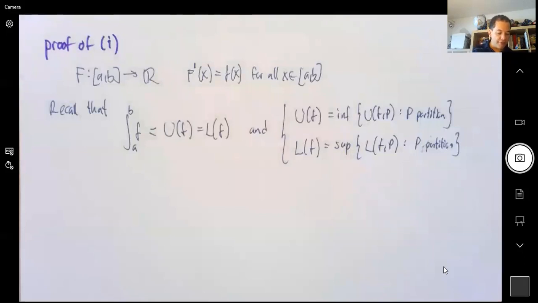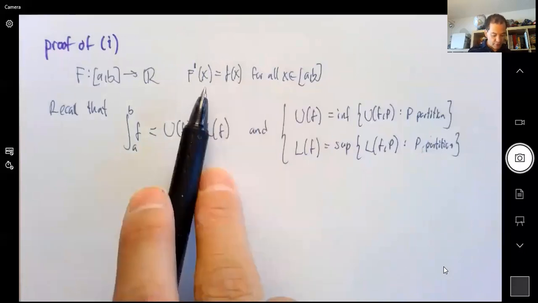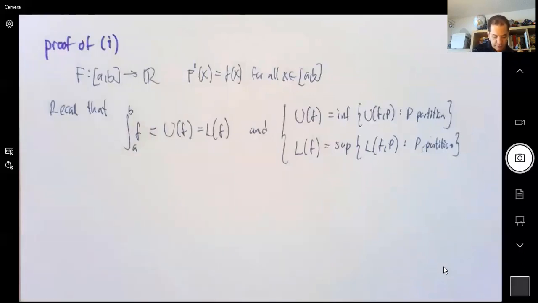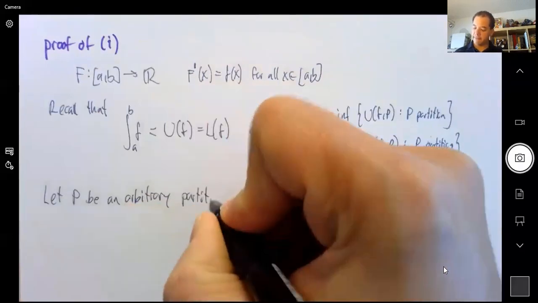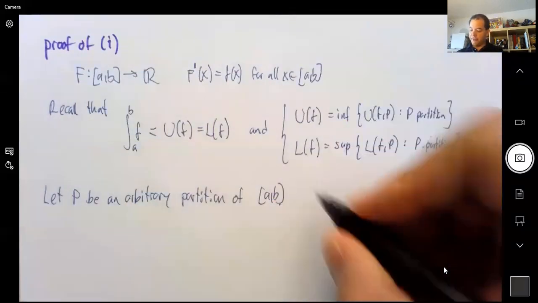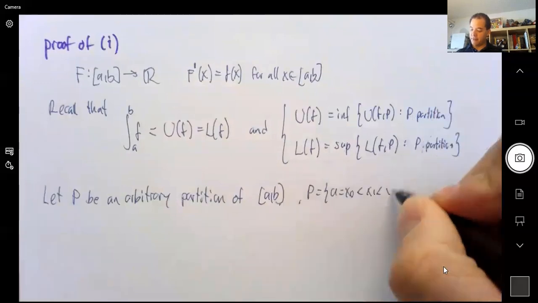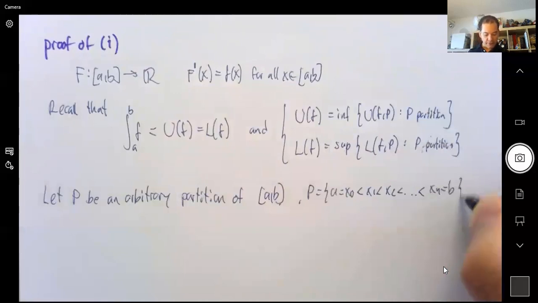So now let's try to figure out what we have for this specific function with these properties. So here's what we have. We're going to pick a partition and we're going to use the mean value theorem. So pick an arbitrary partition, any partition. As usual, suppose that P is x0 < x1 < x2 < ... < xn and that this guy is b. So we're picking an arbitrary partition.